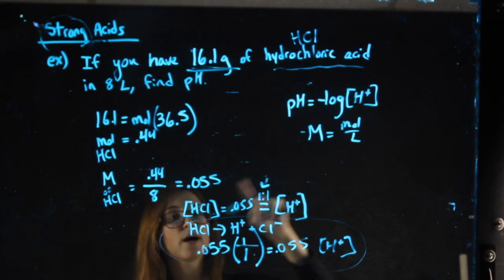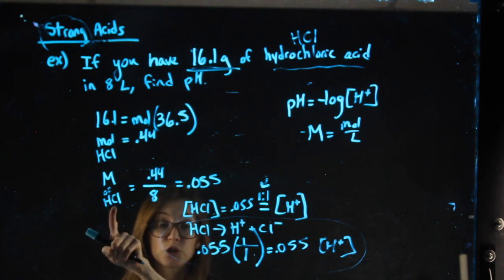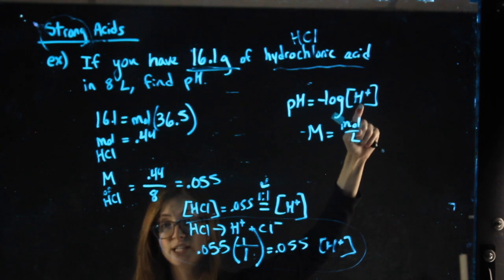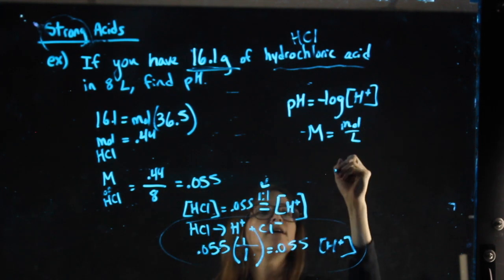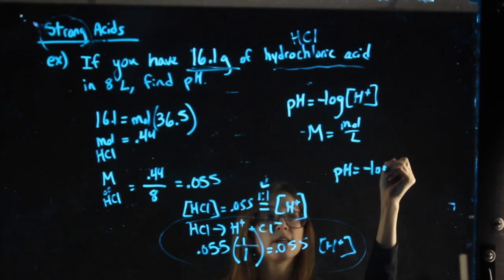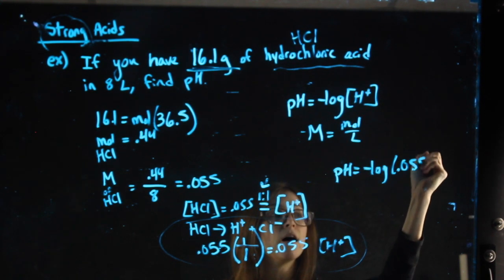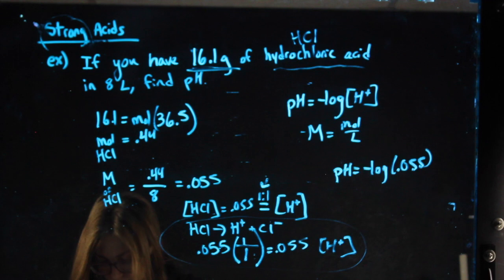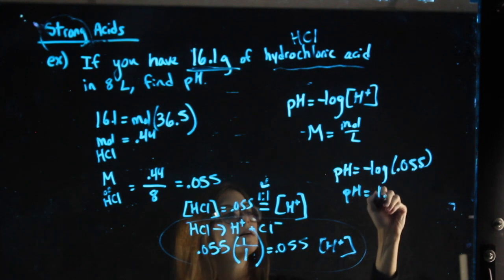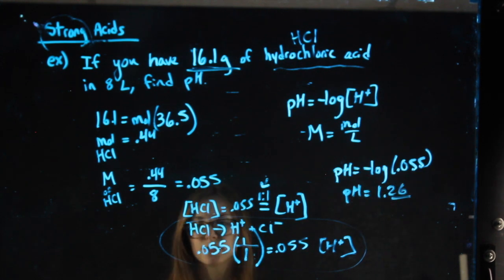So again, I had to do that because the value I had was of HCl. My formula for pH does not have HCl in it, it just has H+. So to finally find my pH, which is what they want, I would plug in my calculator, negative log of 0.055. And I would get 1.26. Always giving 2 decimals for pH values.